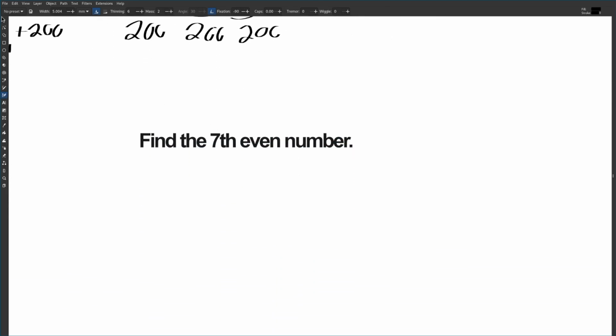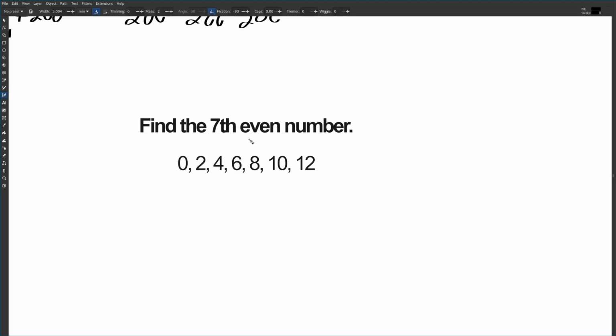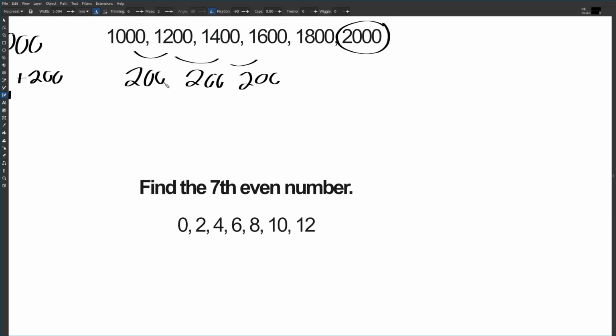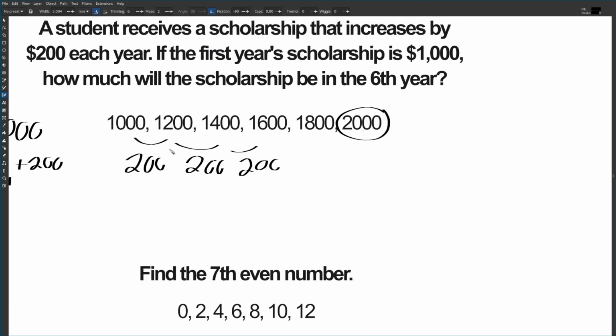Now for this next one, let's do it again. Find the seventh even number. Let's start out with the first one, which is 0, 2, 4, 6, 8, 10, 12. Okay, so we're done with the sequence. But let's say you don't want to find the 100th term by adding and adding. You can find a pattern here. Here we added the common difference 1, 2, 3, 4, 5 times when it was the sixth year.